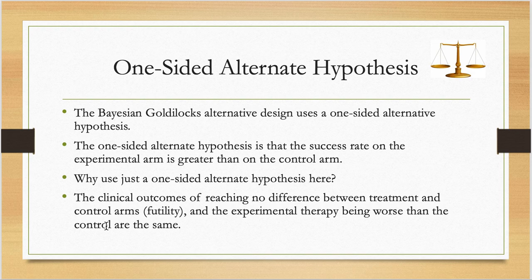And the Bayesian Goldilocks alternative design uses a one-sided alternative hypothesis. The one-sided alternative hypothesis is that the success rate on the experimental arm is greater than on the control arm. And why just use a one-sided alternative hypothesis here? Well, the clinical outcomes of reaching no difference between treatment and control arms, which is known as futility, and the experimental therapy being worse than the control, are the same.